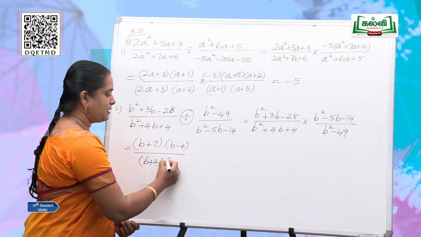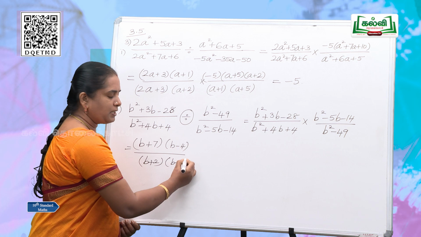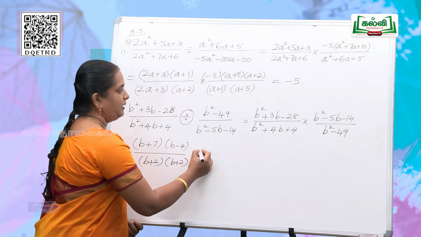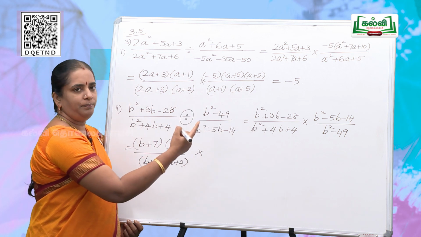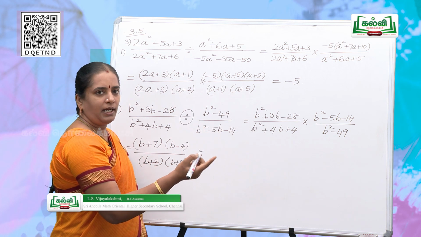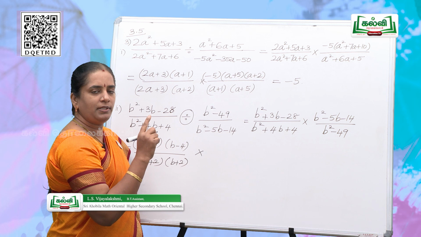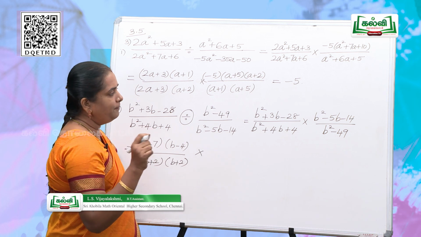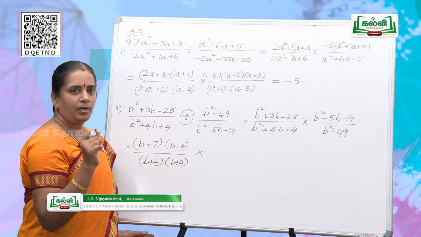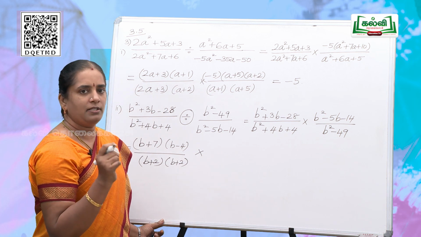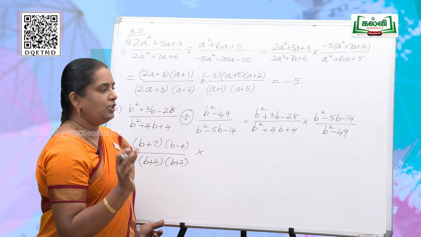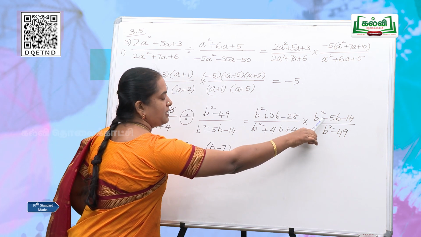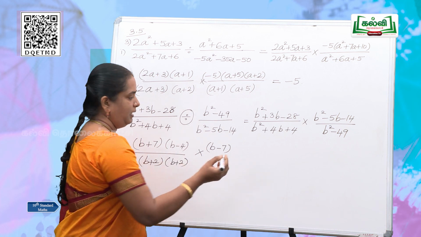So, we have to write it as b plus 2 into b plus 2, or otherwise b plus 2 the whole square, okay, into, here the product 14 is there, and as the product is negative, we have to think of difference. What are the numbers? On difference they give 5 and on product they give 14. Yes, you have found that they are 7 and 2, very good. So, b minus 7, this symbol is for the larger number, keep it in mind.